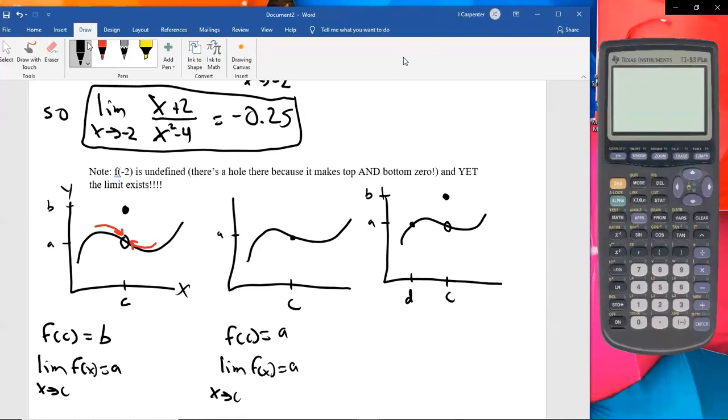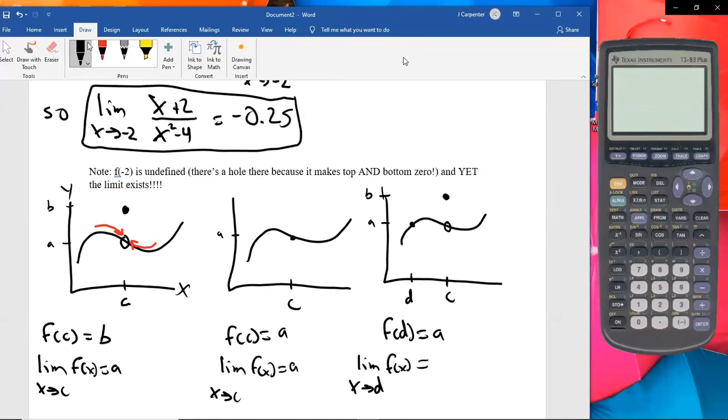Now this one over here, I'm going to do f of D. Well, f of D has a height of A, so that's there. But I'm not using C, I'm using D. And then the limit as x approaches D of f of x. So I would say more often than not, if you've got these weird little discontinuities, they're usually more interested in that section, but they don't have to be.